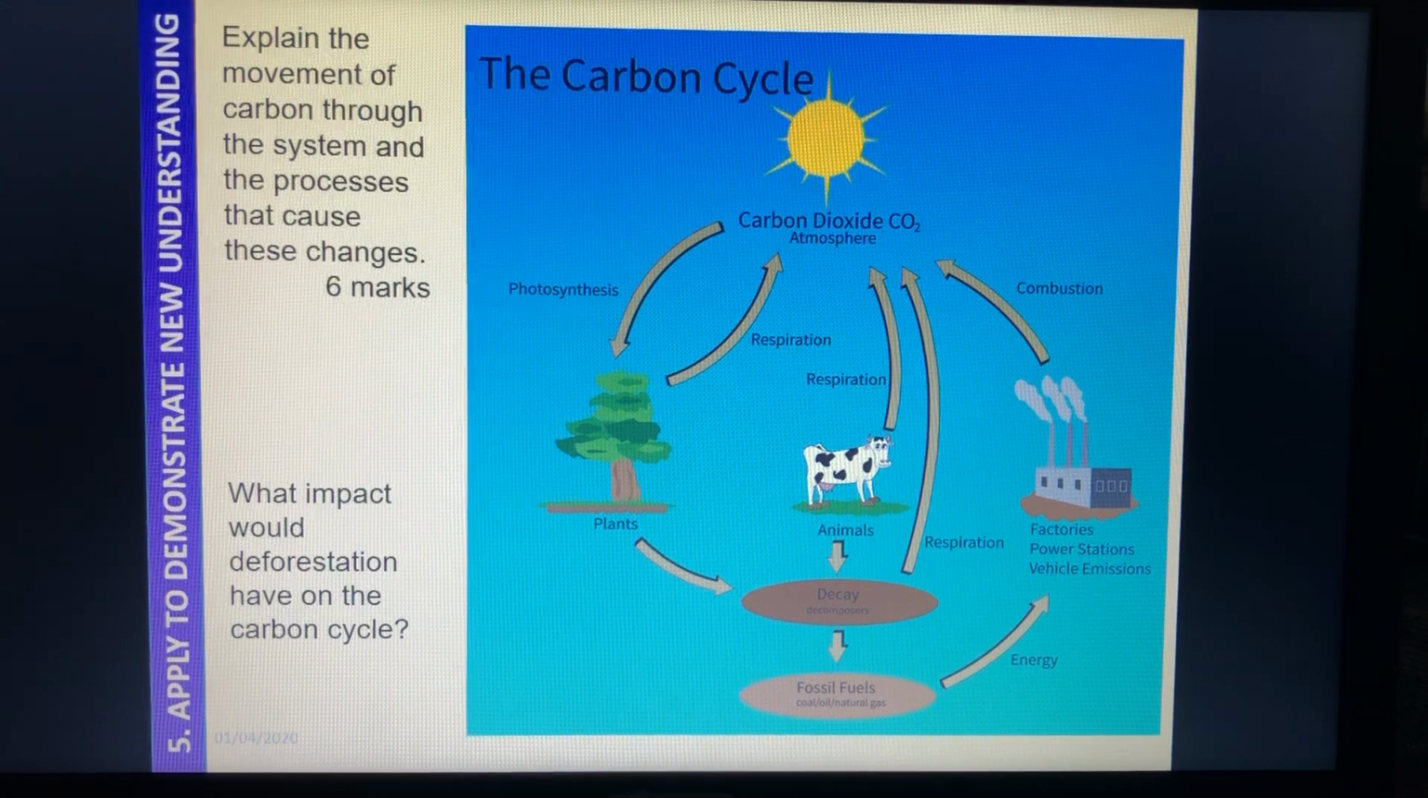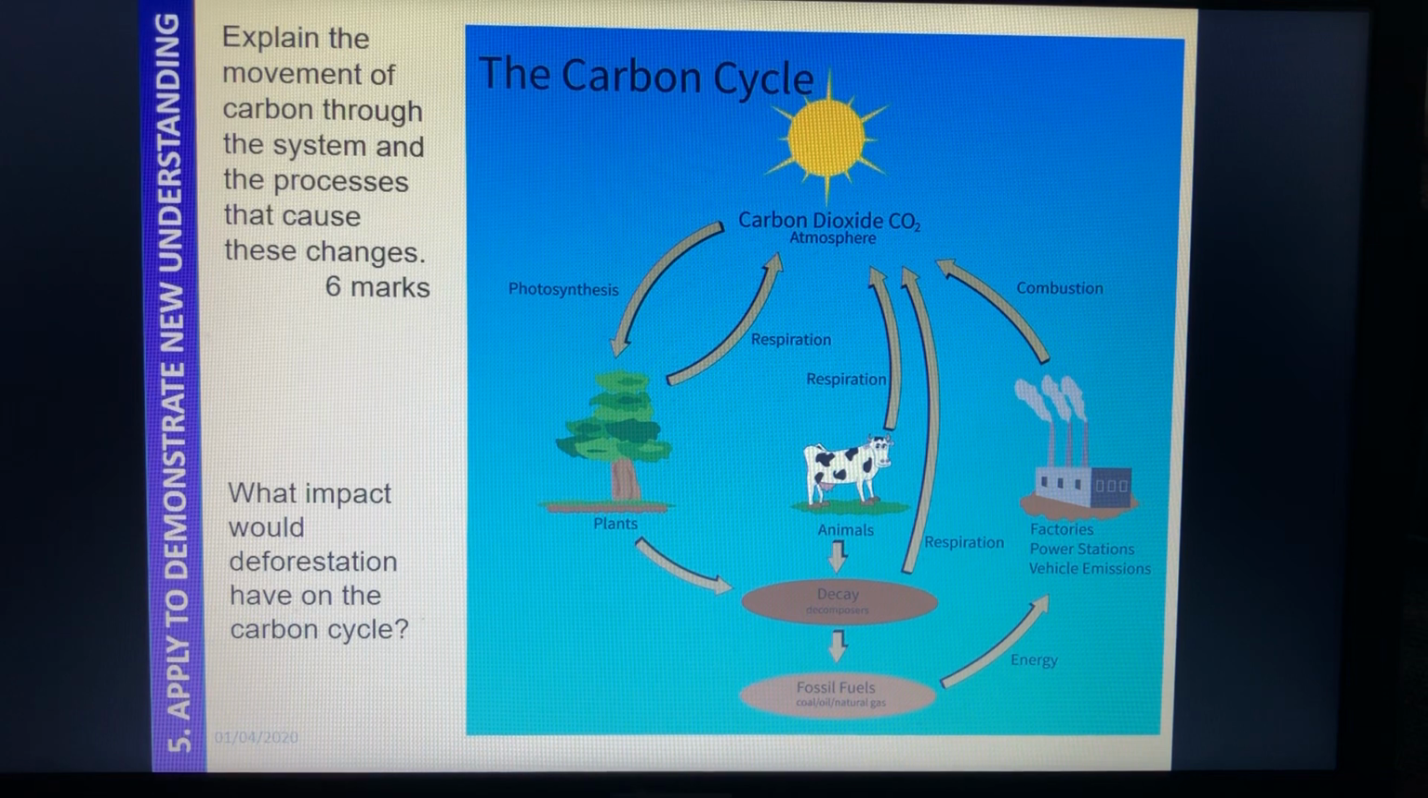So your first mark for your 6 marker, okay, hopefully by now you've paused it, you've drawn your carbon cycle out, and now we're working through this 6 marker together. The first mark of your 6 marker is that photosynthesis is the process that removes carbon dioxide from the atmosphere and converts it into glucose. If you remember, C6H12O6, it takes that carbon from the carbon dioxide and forms it into glucose. So that's our first mark for our 6 marker.